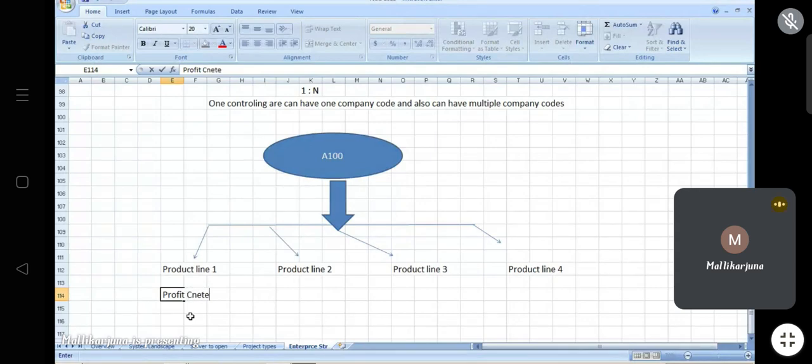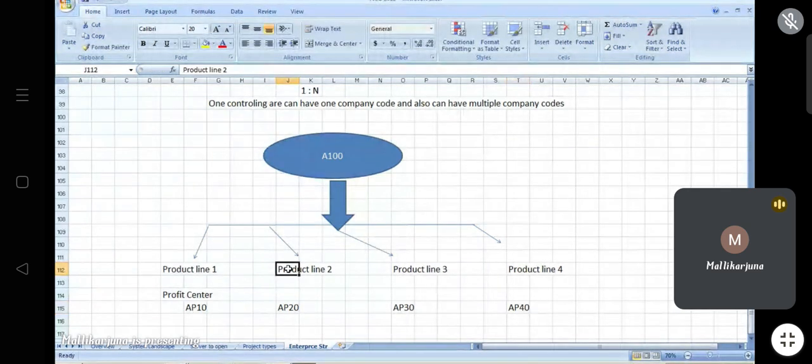Profit center. So the new terminology again. Profit center, A100, or I would say AP10, AP20, AP30, and AP40. That is, we classified our product lines into 4 profit centers.